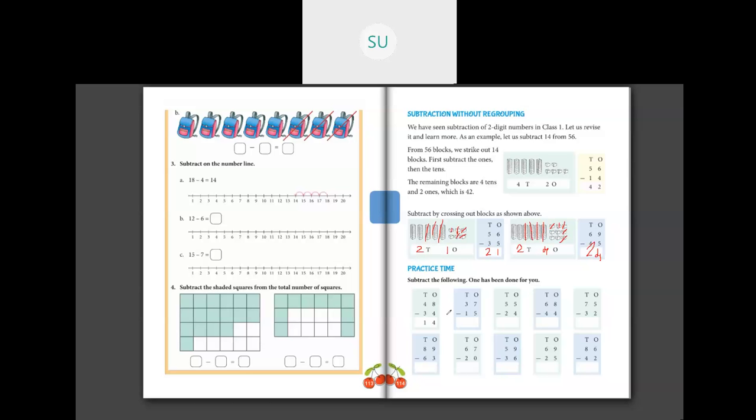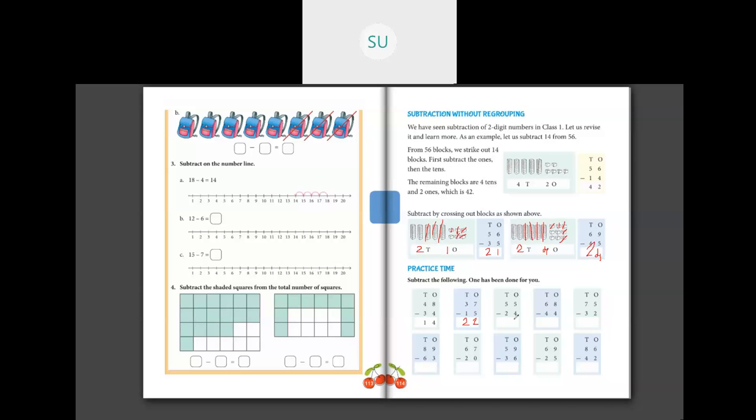Okay, so let's do the problems here. 48 minus 34, it is already done. 8 minus 4 is how much? It is 4, and 4 minus 3 is 1. Okay, same way, 37 minus 15. How much is 7 minus 5? When you take away 5 from 7, 2 will be left. So, 2 ones. And 3 minus 1 is how much? 3 minus 1 is 2. So the answer is 22.